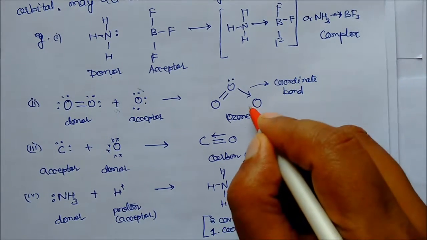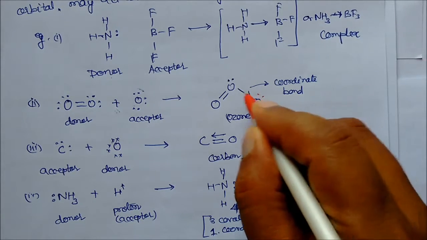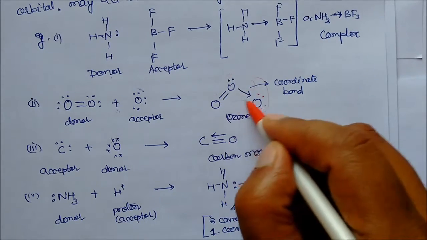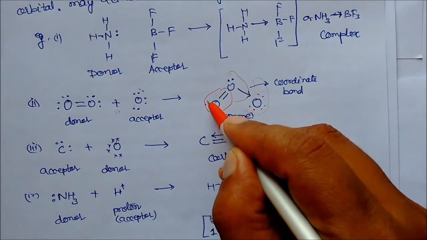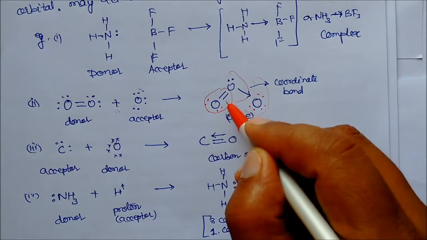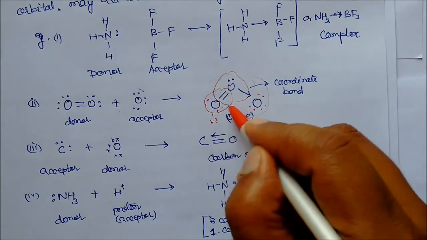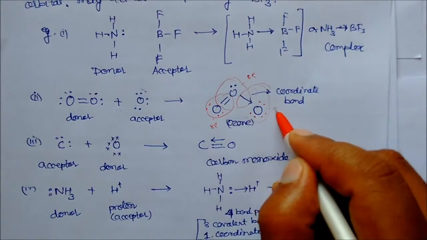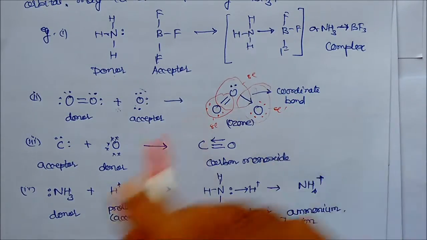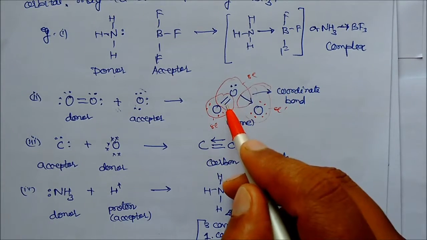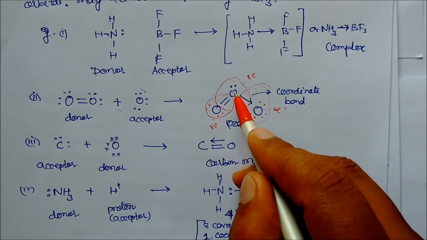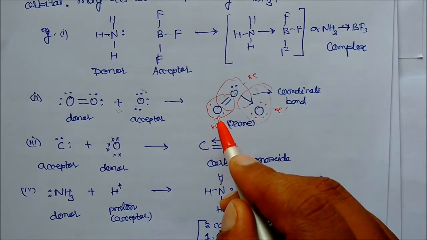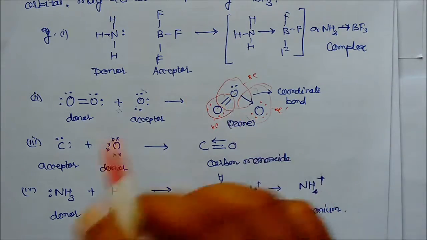Again, this oxygen has its own 6 electrons and 2 electrons given by this oxygen. So this has one complete octet, and this has one complete octet, and this has one complete octet, 2 electrons this side. So 4 plus 4, 8 electrons. So we can see that the octet is completed. This is a coordinate bond, but this is a covalent bond. Here the covalency of this oxygen is 3, the covalency of this oxygen is only 1, and the covalency of this oxygen is 2. So mark it here.